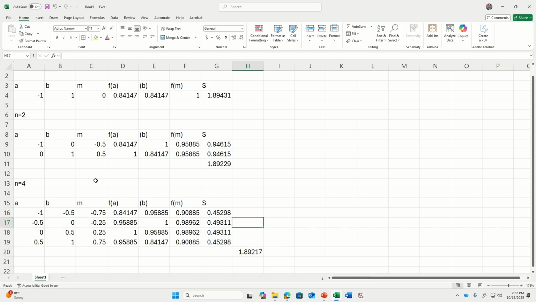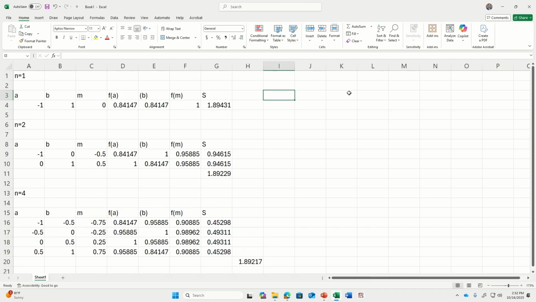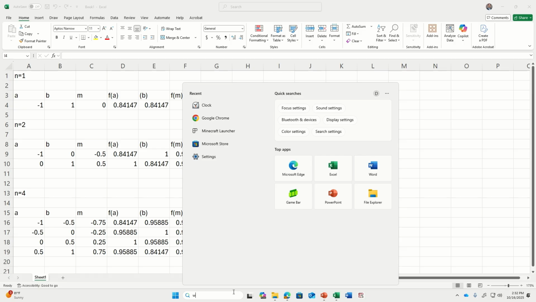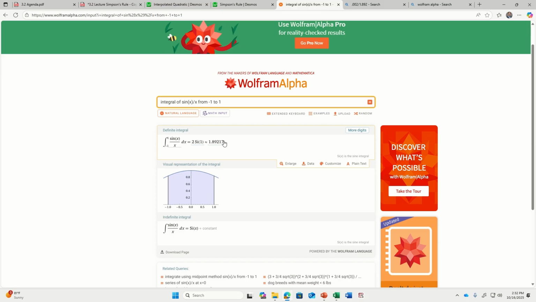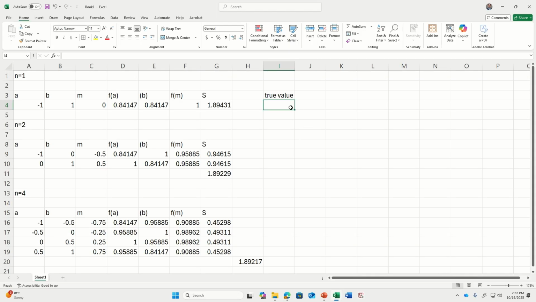Okay, there's my new approximation. And I would like to get the true value, which is, I don't even know how to do that, because Excel doesn't have an integrate function. One way, well, I'm not going to do that. That's too long. We're just going to go back to that Wolfram Alpha page, and we're going to copy the number. 1.89217. It's not exact, but it's 6 sig figs. 1.89217.